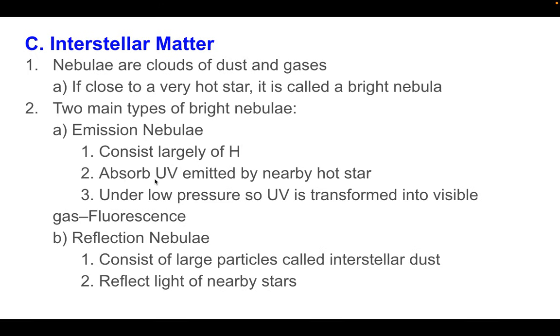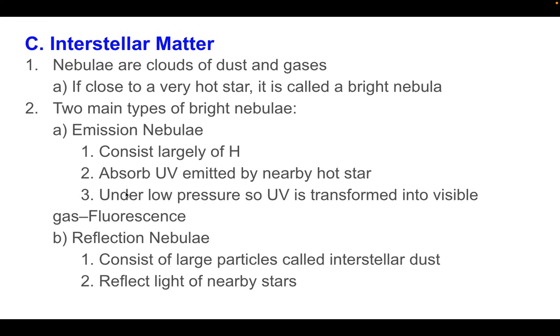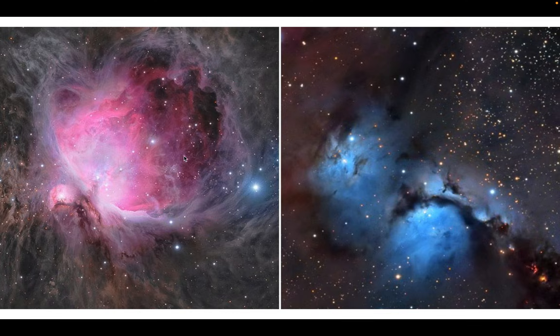It will absorb the ultraviolet radiation from that hot star and then transform it into visible light, so it will fluoresce, it will glow. Reflection means that it will reflect the light from nearby stars. So here it absorbs it and emits it off, and here it just reflects it. So here's what I mean: this is emission. You can see it's coming from the hot stars within it, and here you can see it's being reflected off of the nearby stars.